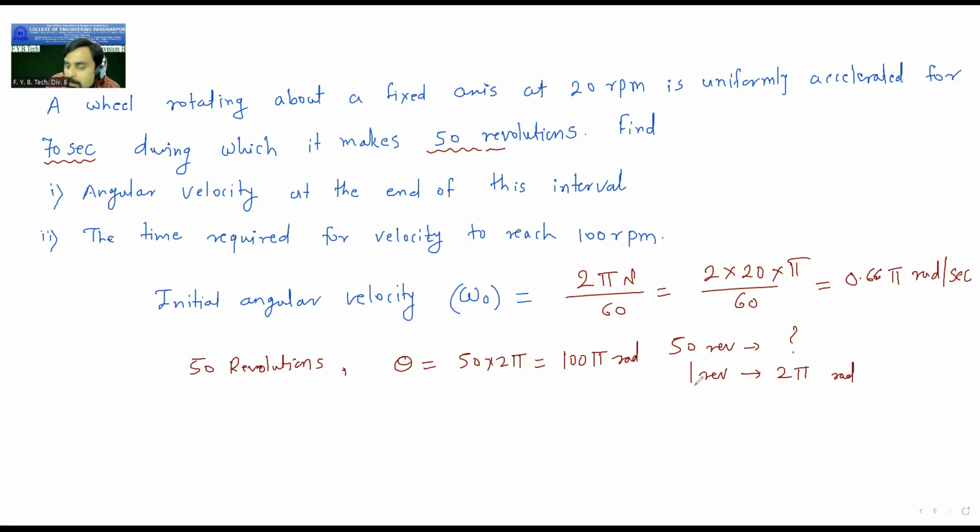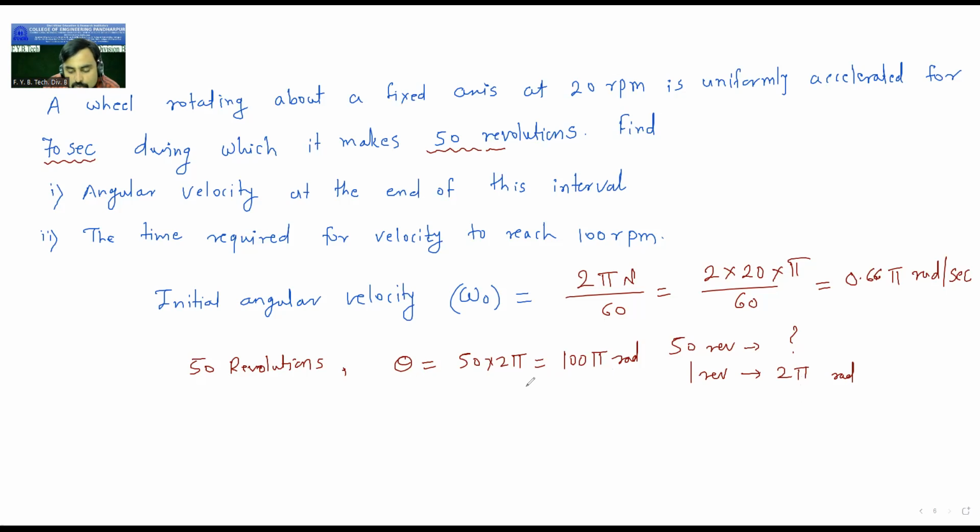Why should we multiply it by 2 pi? Because one revolution is 360 degrees, which is 2 pi radian. So for one revolution, the angle is 2 pi. For 50 revolutions, what is the angle? It is 100 pi radian. So this theta is 100 pi.